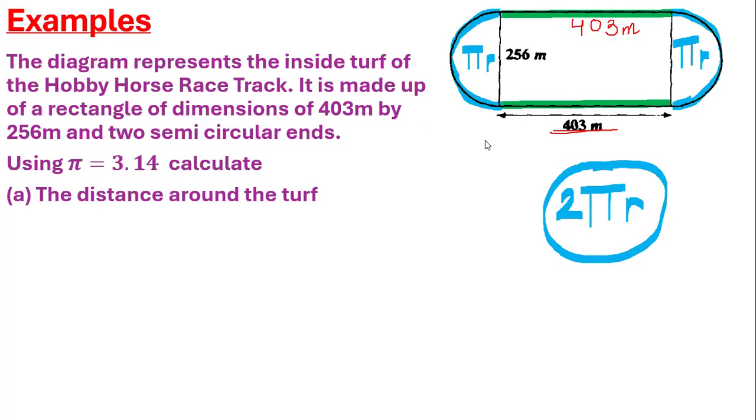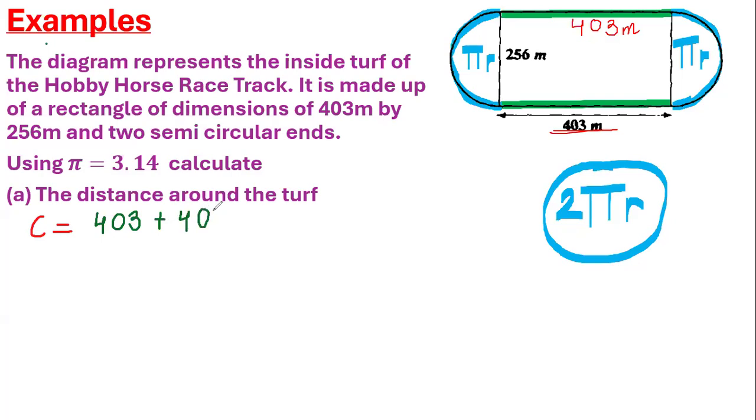we're gonna first add the green part. So I'm gonna put it in green. The green is gonna be the lengths. So it's gonna be what? 403. Circumference C is gonna be equal to what? 403 plus what? Plus 403.